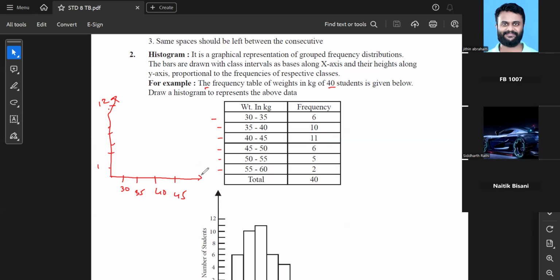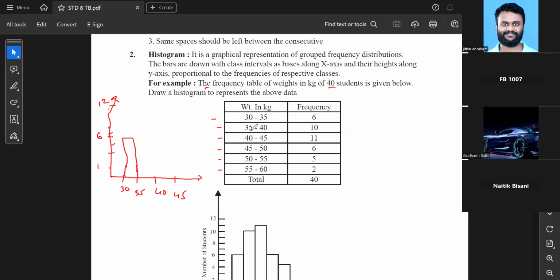So I'll just go one beyond that, 12. 12 तक पूरा डाल दिया. Now 30 to 35 का जो range है, 30 से लेकर 35 तक, I'll be making a bar between 30 and 35. उसका maximum limit कितना है? 6. So let me consider this is 6. So 6 के height तक I'll be drawing the bar like this between 30 and 35.